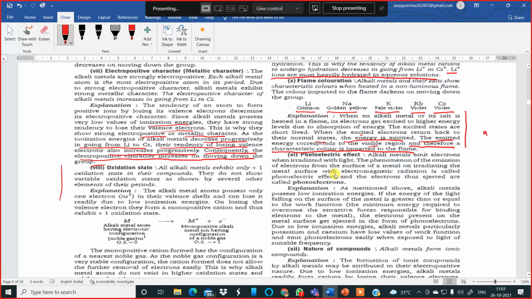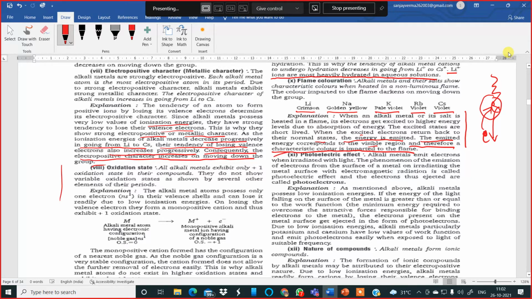So electrons are first sent to the higher orbitals, and this state, due to absorption of energy, is short-lived, so the electrons have to fall down again. When they come back to the original orbitals, there is liberation of energy, and this liberated energy corresponds to a particular energy level in the visible spectrum region, and therefore a characteristic color is seen as above.